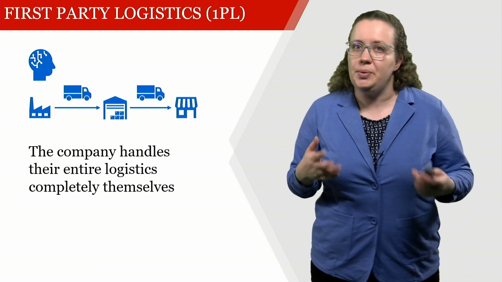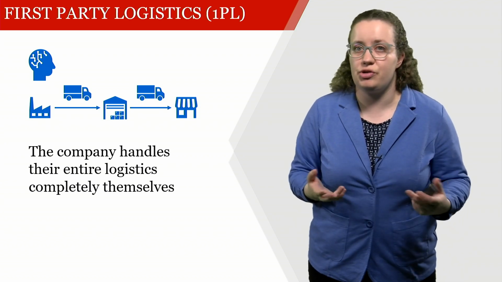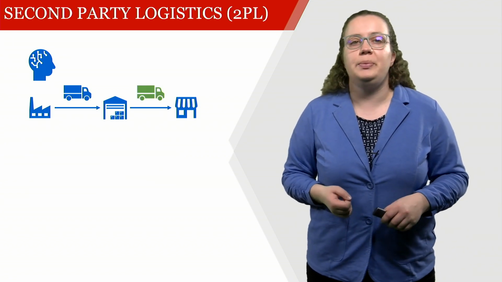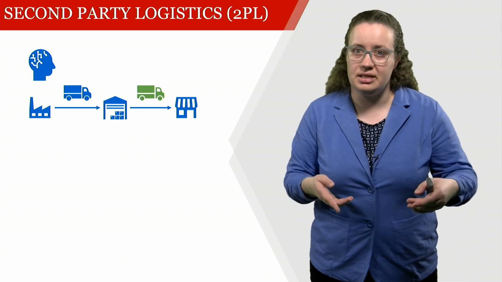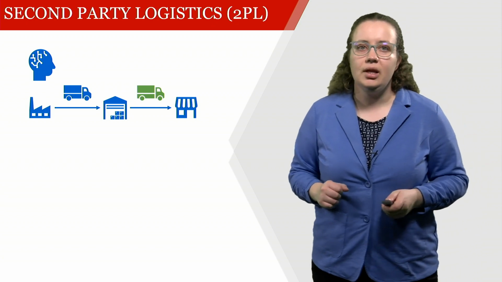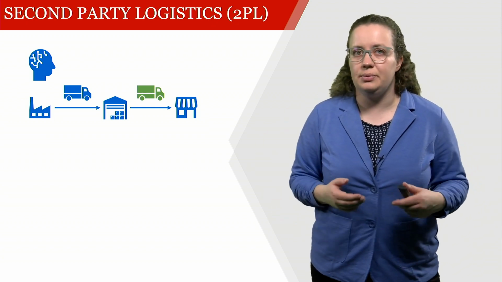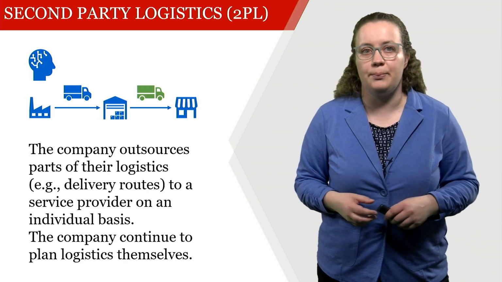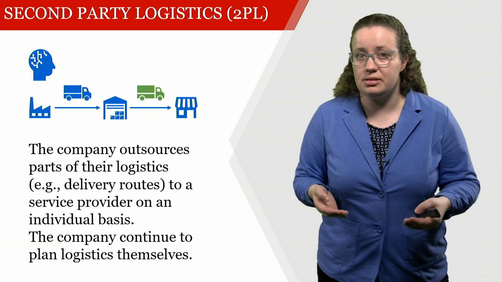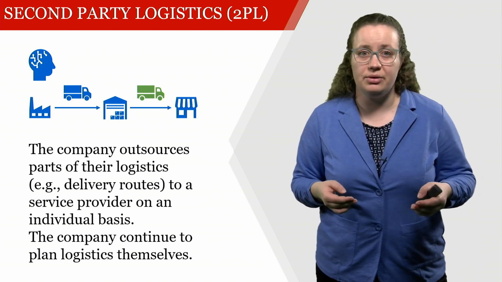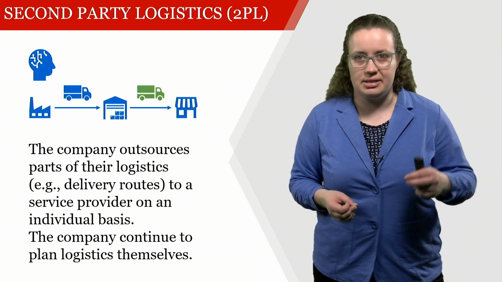Of course, this quite often is not very useful because it requires you to have a lot of trucks everywhere. So companies oftentimes hire trucks on a day-to-day basis. Maybe not all of the trucks, but at least some of the trucks. And then we refer to a second-party logistics business model. In this case, the company outsources part of their logistics, for example individual delivery routes, to a service provider, usually on a rather individual basis.